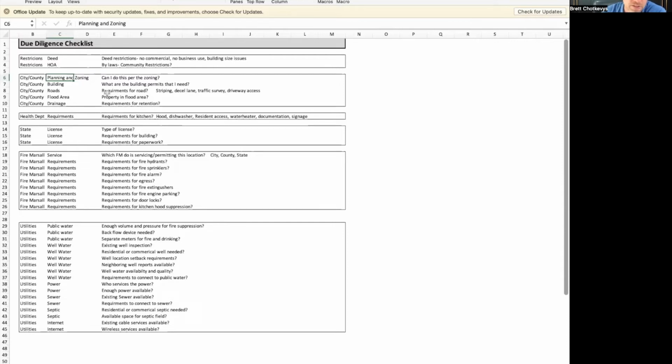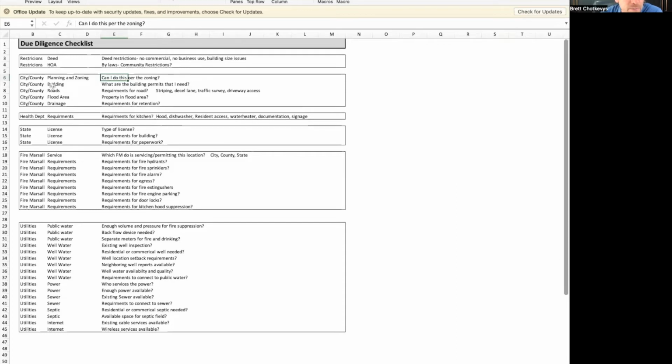Or it could be, you go outside the city limits and there's no zoning there, or there's very flexible zoning outside the city limits. So I talk to either the city or the county, and I ask, hey, this is what I want to do. What are the zoning requirements? What type of zoning can I do this in?